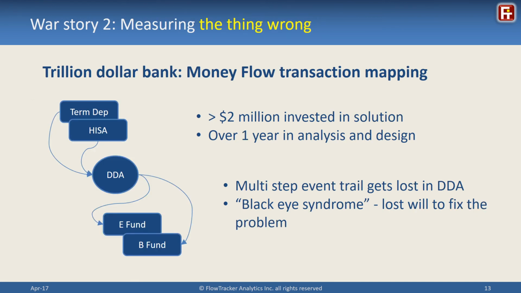Another global bank, this one in Canada, tried to measure the cash flows going through customer accounts and the customer behavior by actually mapping the transactions from one system to the next. This is a very complex undertaking that took them over a year in analysis and design, cost them a couple of million dollars, and still doesn't work, because what actually happens is all the transactions go through the checking account on their way to their end destination. And as a consequence of that, you can't actually resolve the many-to-many relationships that occur in customer behavior. So they have the right idea. Problem is they're measuring the thing wrong.